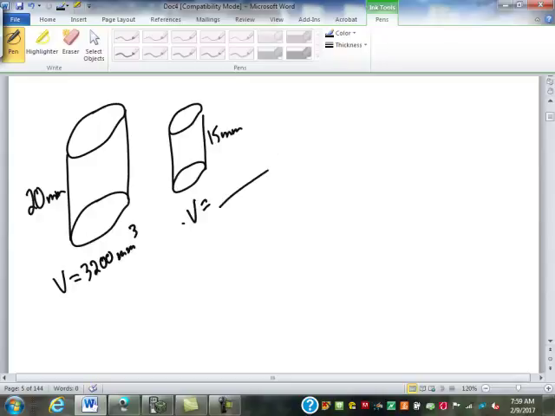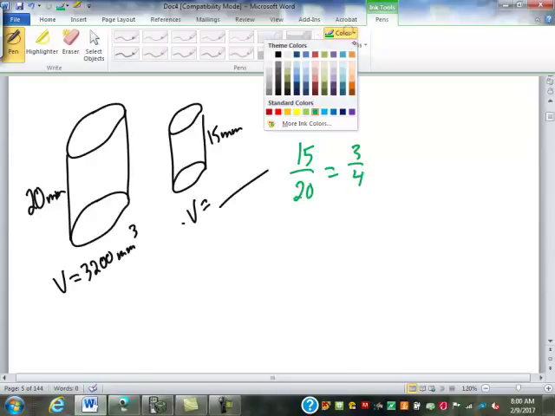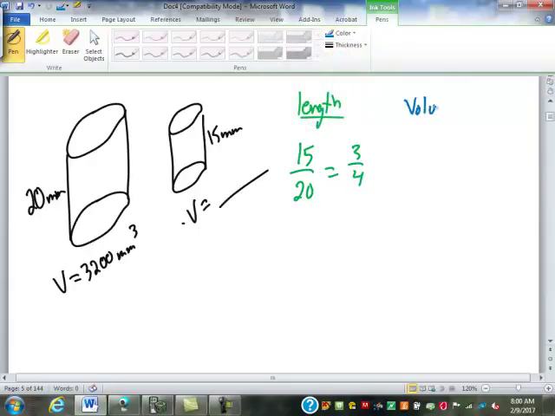Find the volume of the small one there. So what's my ratio of lengths? Now we got 15 to 20, which will reduce to 3 over 4. So you were jumping ahead to the ratio of volumes. 3/4 is going to be cubed. So it's 27 over 64.